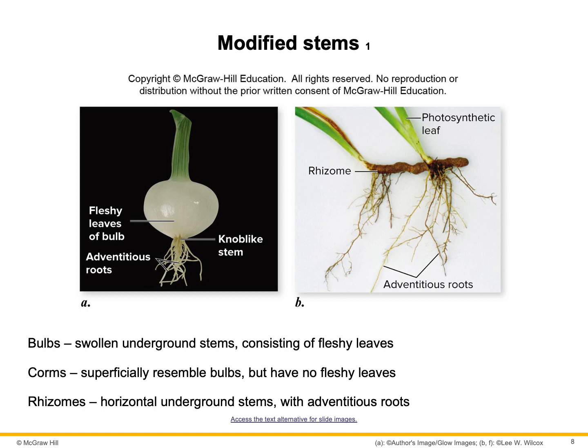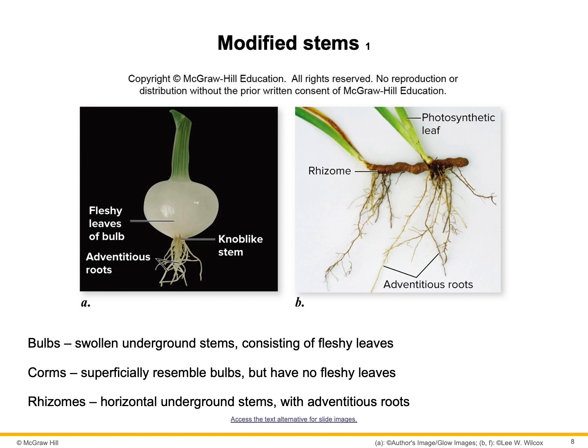Roots do not have any of these leaves or nodes or axillary buds. So let's look into several examples of modified stems. The first one we are going to look at is called bulbs. Onion and lilies have these swollen underground stems called bulbs. They are large buds with adventitious roots at the base.